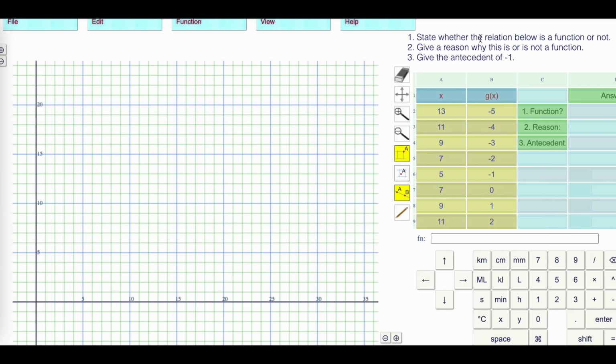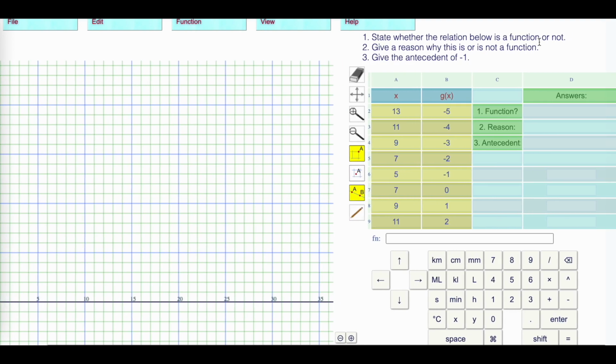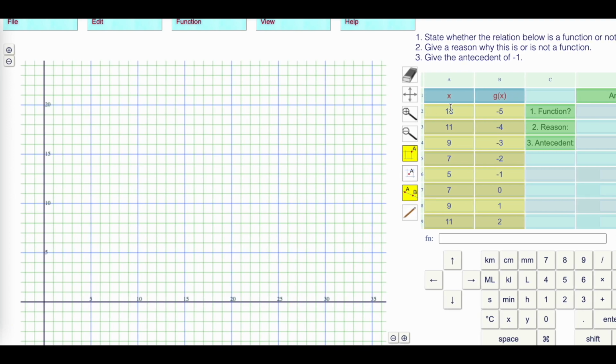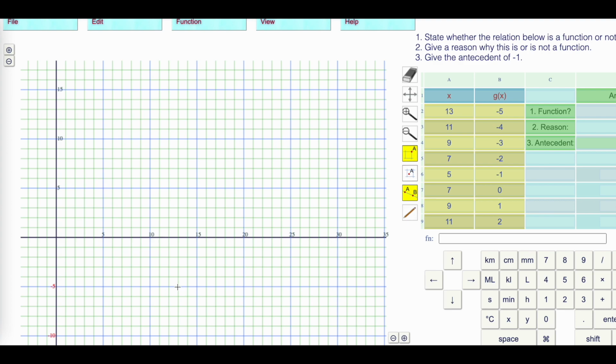Here's another one. State whether the relation below is a function or not. I'm going to try graphing this. I have 13, -5, and then we have 11, -4, 9, -3, 7, -2, 5, -1, 7, 0. Fails the vertical line test. Then we have 9, 1, and 11, 2.